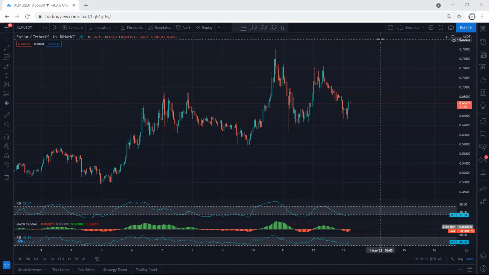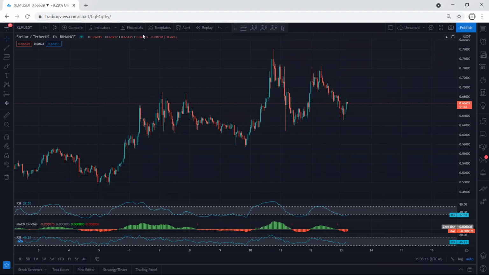XLM, we start with 1 hour chart. We want to see how we can look for trade. First of all, if we refer to our analysis, in my last video when the price was here, we mentioned the wave is correcting. It doesn't give us any trade setup.